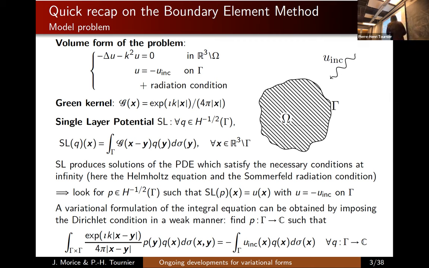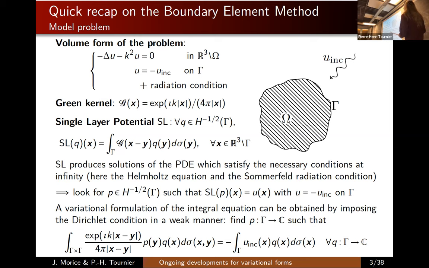In order to do that, I need to introduce a single layer potential here, which makes use of the Green kernel of your PDE. This is the Green kernel for the Helmholtz equation. The single layer potential takes as input a function which lives on the boundary gamma. If you apply the single layer potential, it will produce, for each x in the exterior of omega, solutions of the Helmholtz equation which satisfy the Sommerfeld boundary condition at infinity.